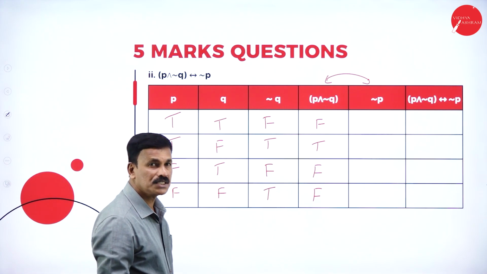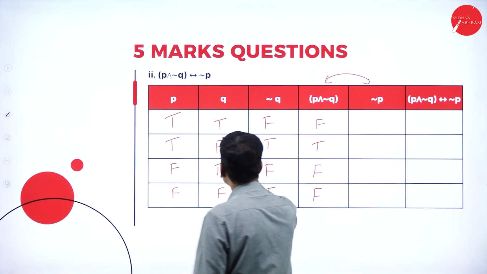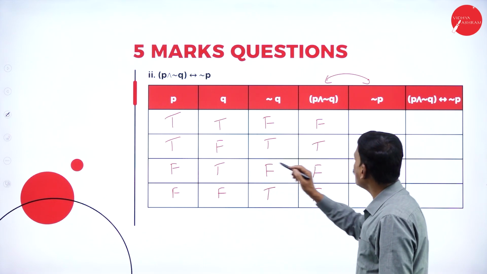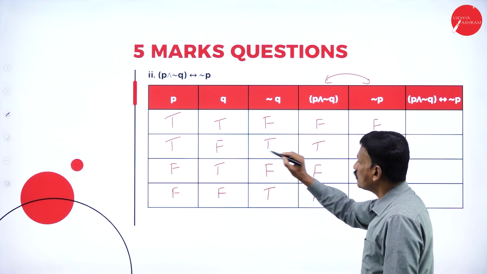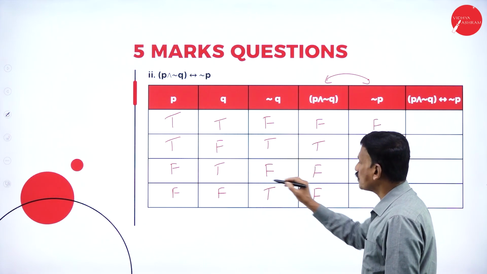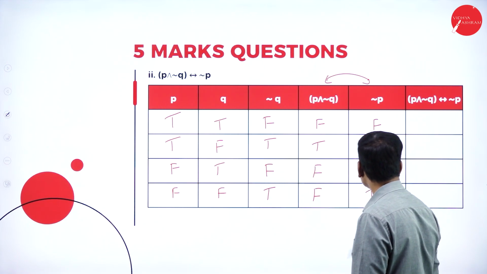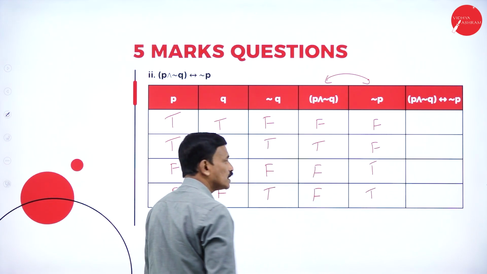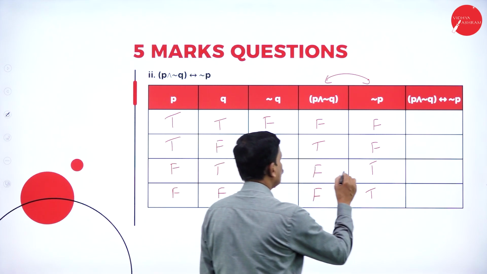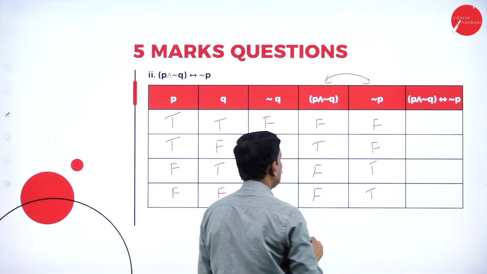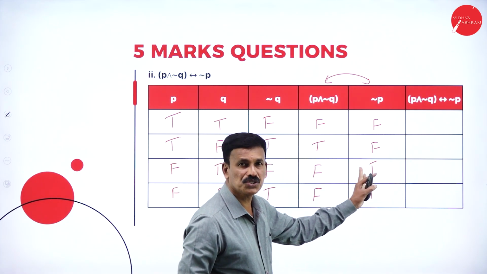Now write down the negation of P. What is the negation of P? For true it is false, for true it is false, for false it is true, for false it is true. F, F, T, T is the negation of P.